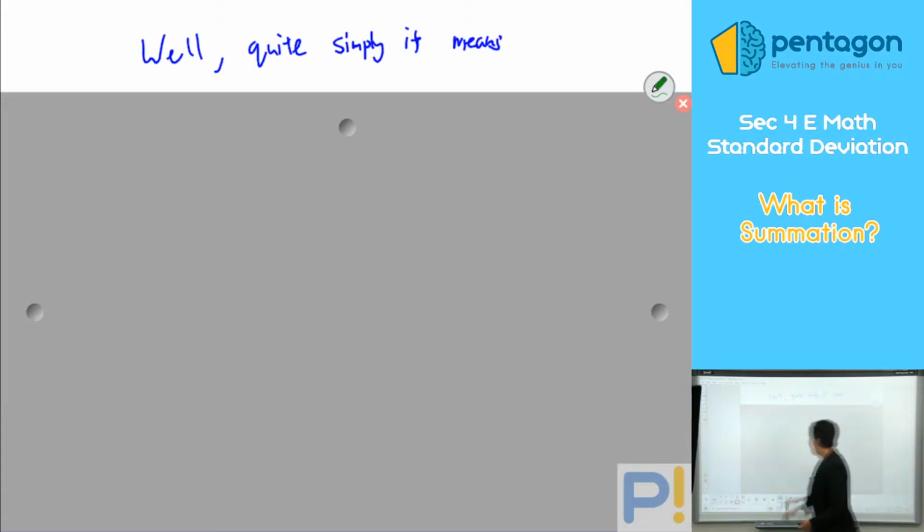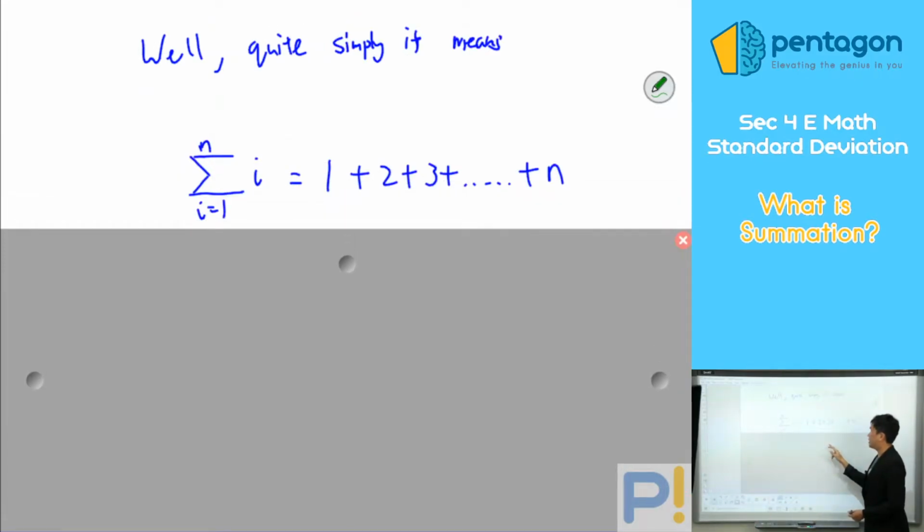So first of all, let's expand it out. Expanding out the summation sign, right? There's actually a lot of things going on over here, and it's all represented on the right hand side. It is very simply 1 plus 2 plus 3 plus all the way to n. And why is that so?